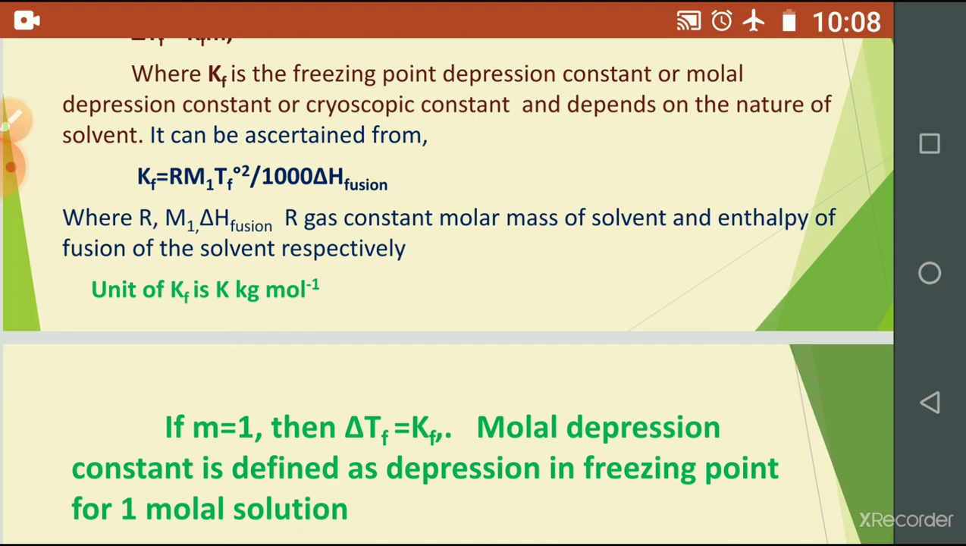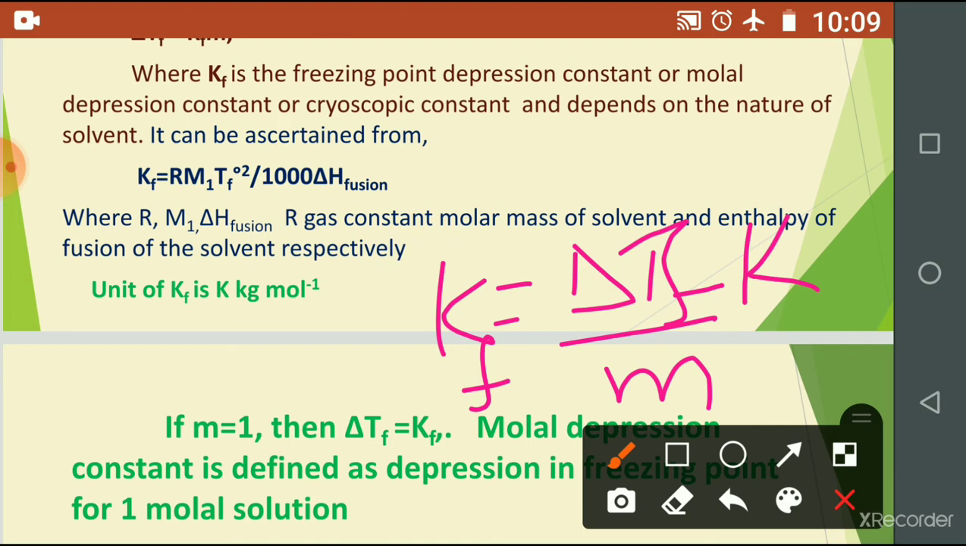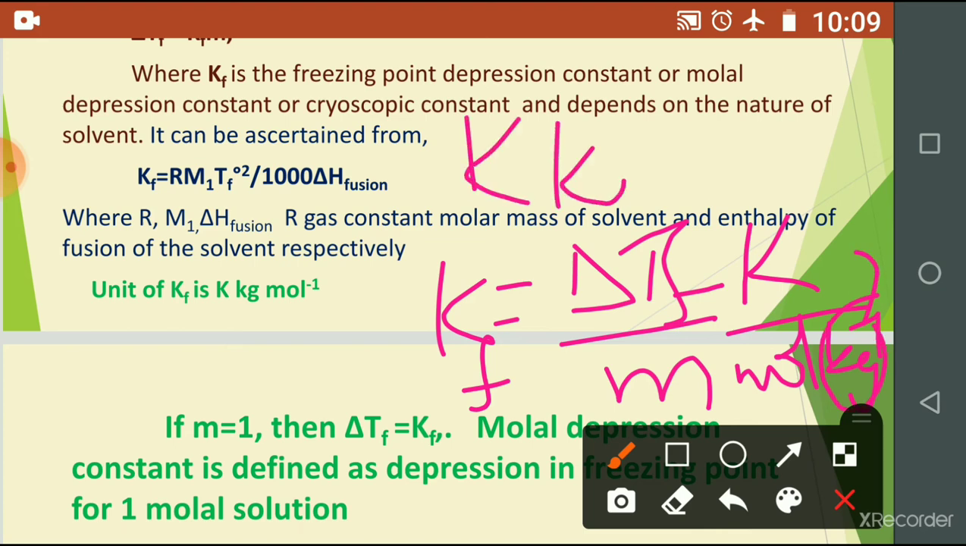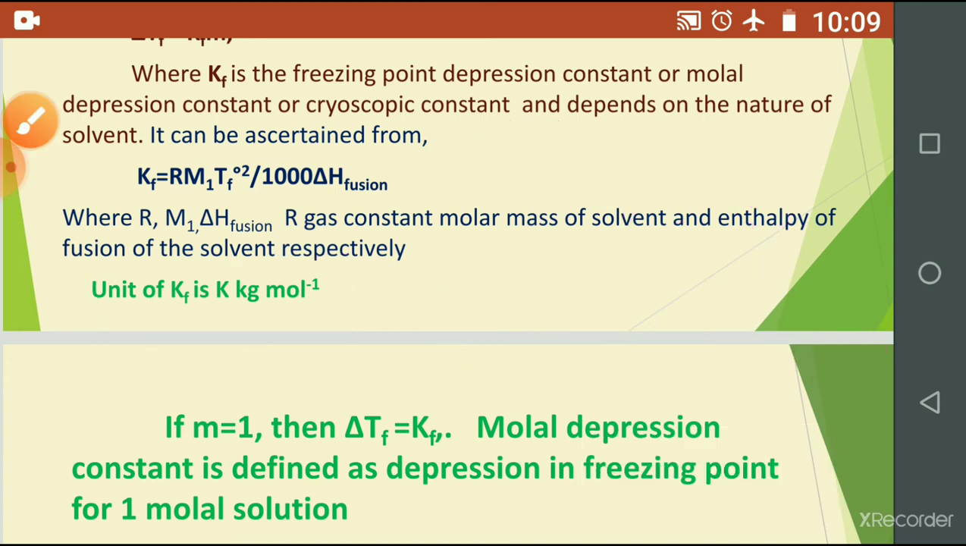As we know, Kf is equal to delta Tf upon m. Delta Tf is in Kelvin, molality is moles per kg. So per kg taken to the numerator, it becomes Kelvin kg per mole. So the unit of Kf is Kelvin kg per mole. Sometimes they will ask you what is the unit of Kb or Kf.